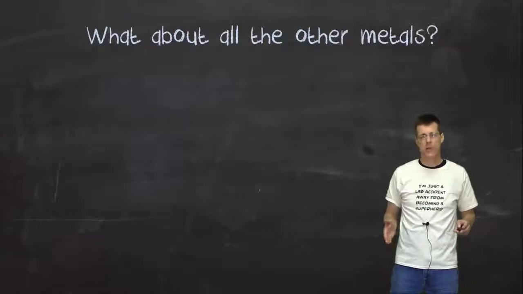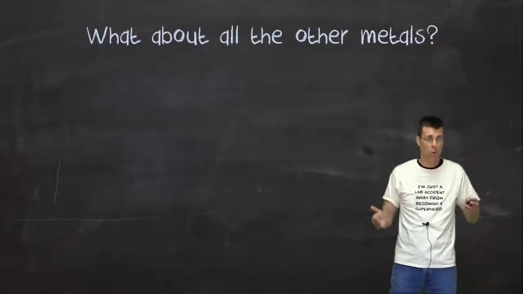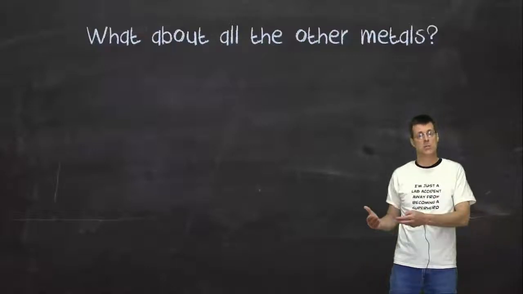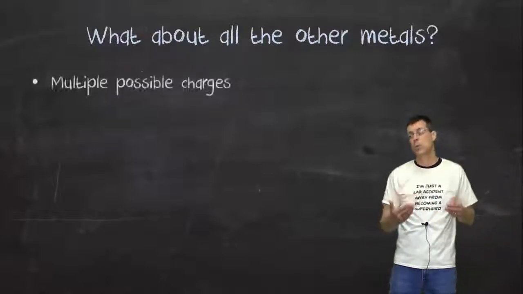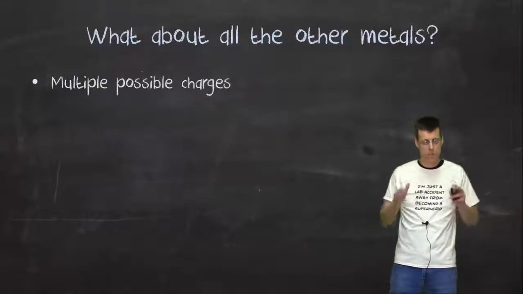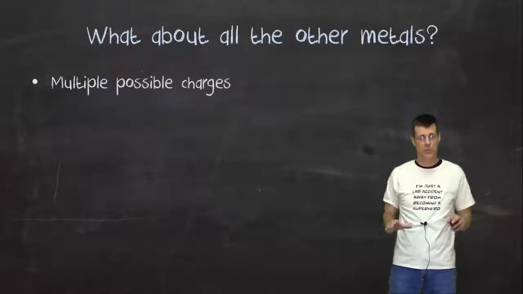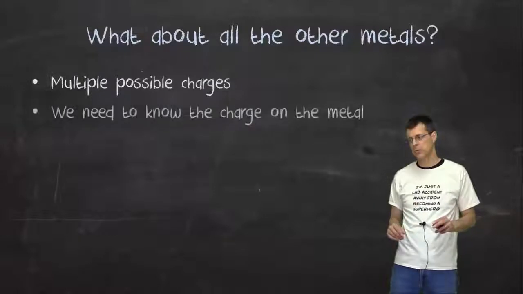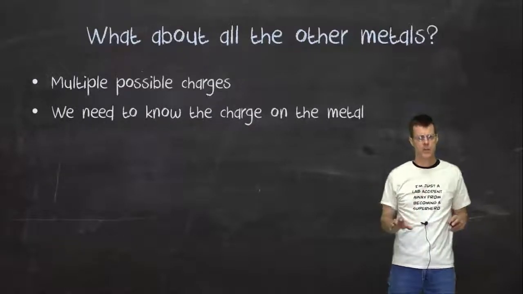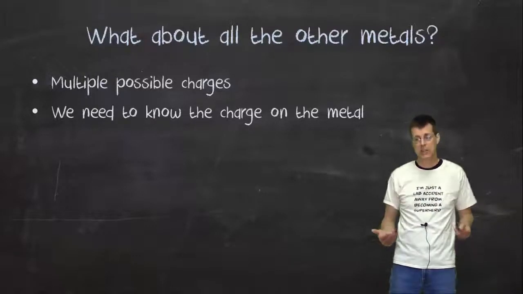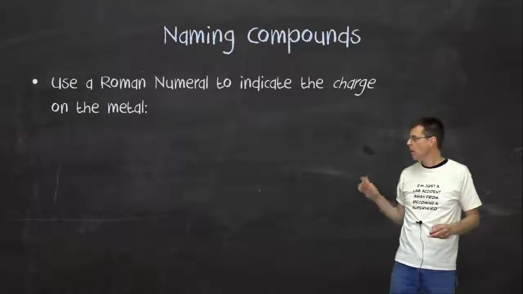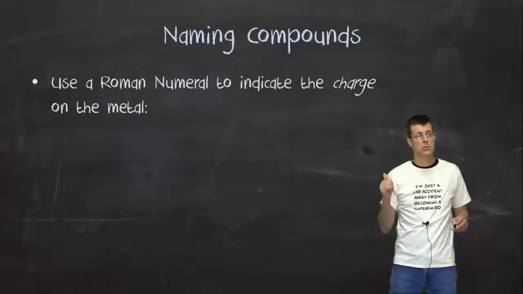The short answer is they don't always do the same thing. Sometimes they'll do this, sometimes they'll do that, which means we need to know what they're doing, and we need to say what they're doing when we're doing nomenclature. So not only do we need to know what the charge on the metal is, we also have to state it. Let's start with naming of the compounds. We're going to indicate the charge using a Roman numeral.